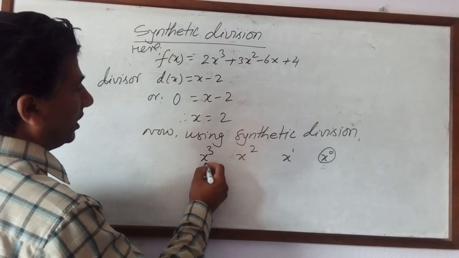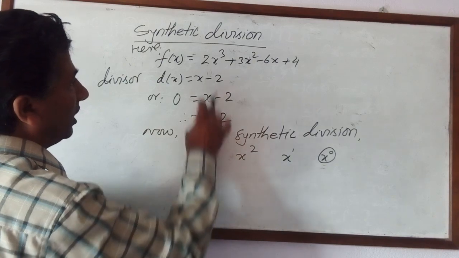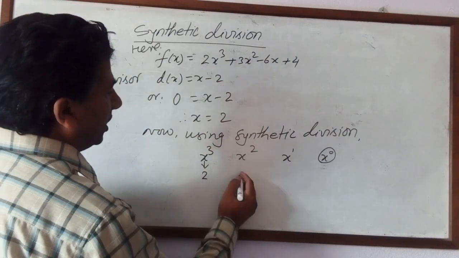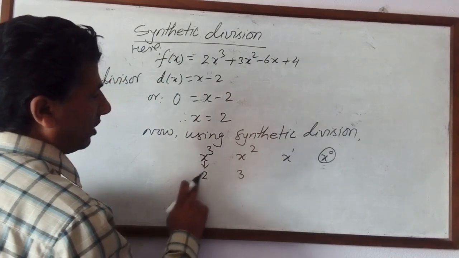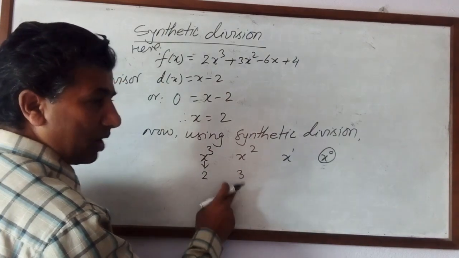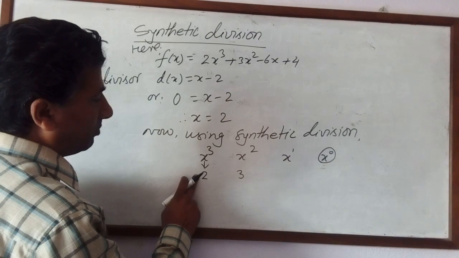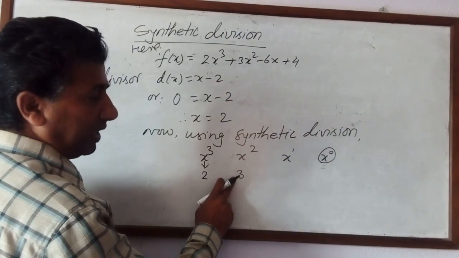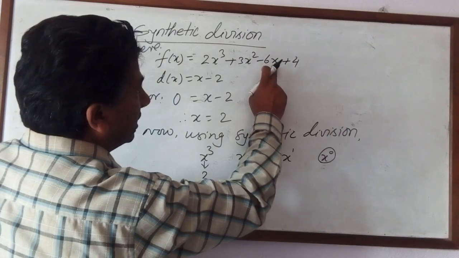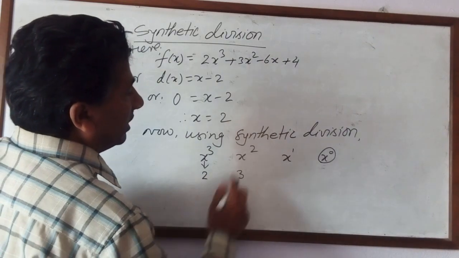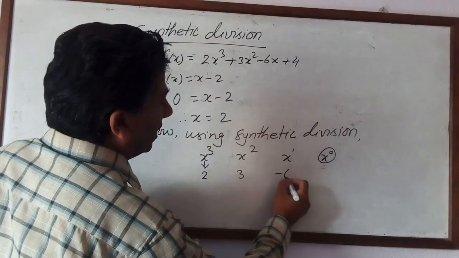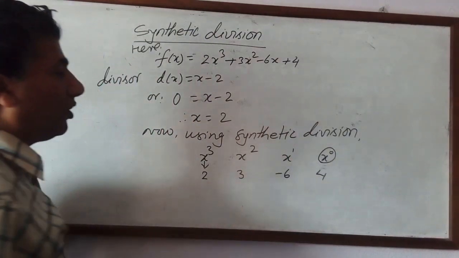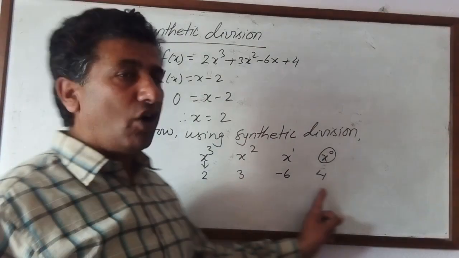Here are the coefficients. X cube has coefficient 2, right here 2. Its next coefficient is plus 3. We have to write coefficients with their signs. Here it is plus 2, I didn't write the plus. If there would be a minus, then write the minus here. Here the coefficient of x is minus 6. I'll write minus 6 here. And the constant term is 4. There are 4 terms. Write only the coefficients.